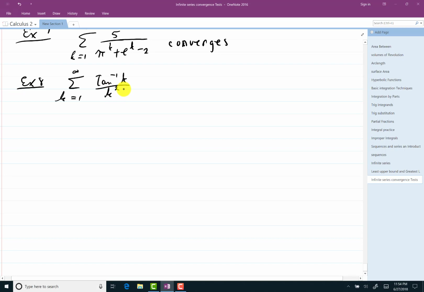This is an interesting one here. I'm going to do maybe, I don't know, I think I can use what I did before. You probably should know that tan inverse, as k goes to infinity, no matter what, tan inverse only outputs numbers between negative pi over 2 and pi over 2. So you'll have pi over 2 in the numerator over k squared.